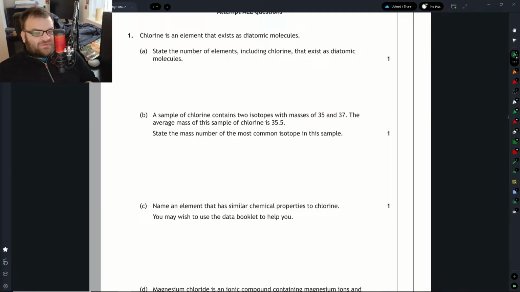We have to state the number of elements, including chlorine, that exist as diatomic elements. My way of remembering it is hin, bockle, brr.